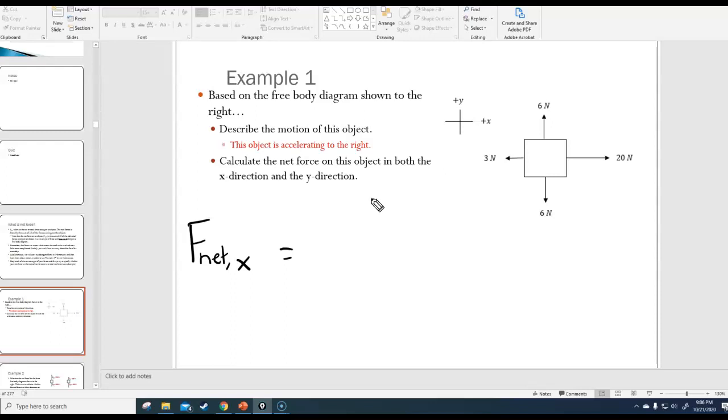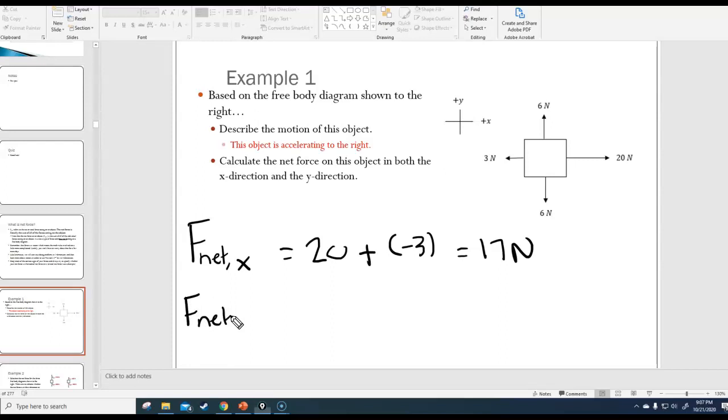So the way I do that is I look at the forces in the x direction. There's only two forces in the x direction. There's 20 newtons to the right, so I write down 20, plus, because remember the net force is the sum of the forces, so I have to add this 3 newtons over here, but look at the direction of this arrow. It's pointing in the negative x direction. So I would say 20 plus negative 3, and that would give me a net force of 17 newtons.